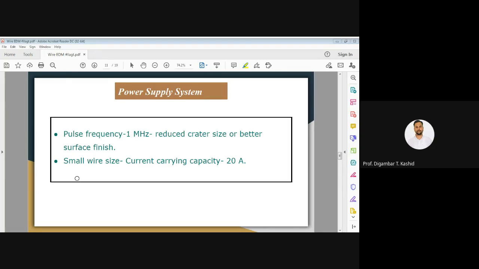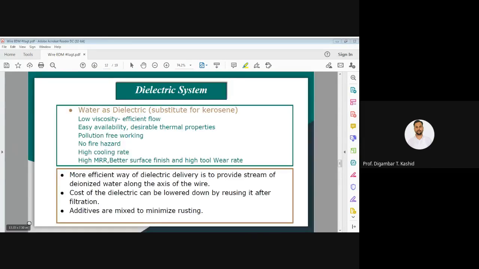So due to that, your wire may break. So at that point, we have to give that current up to 20 ampere.